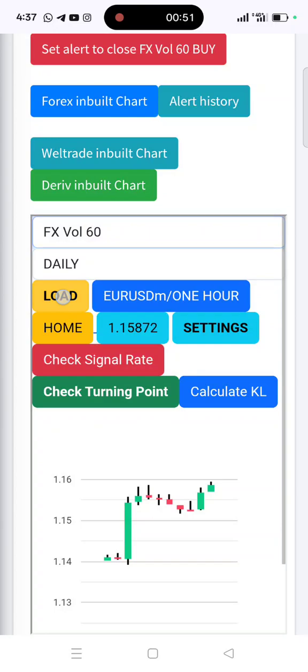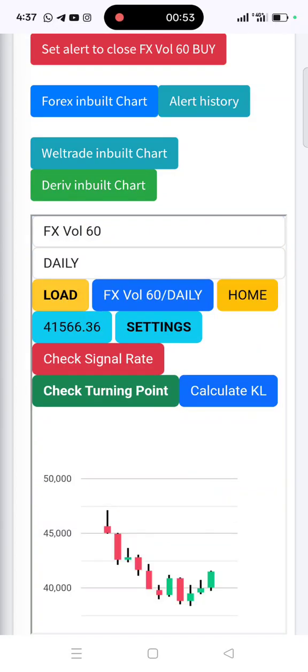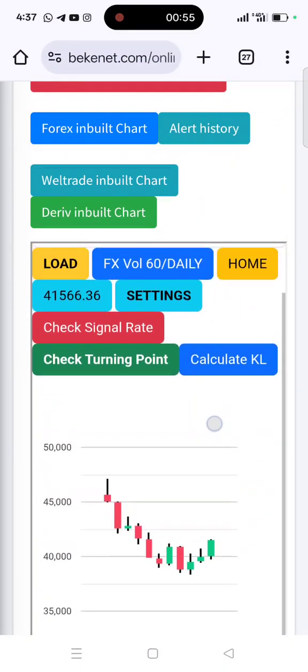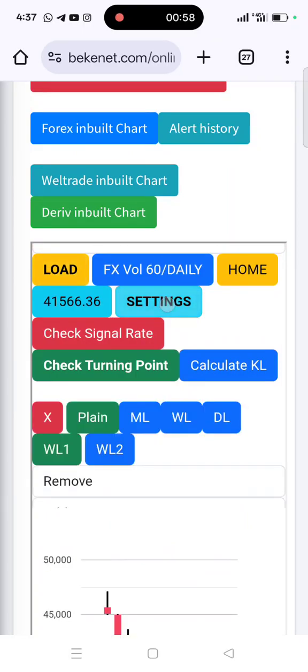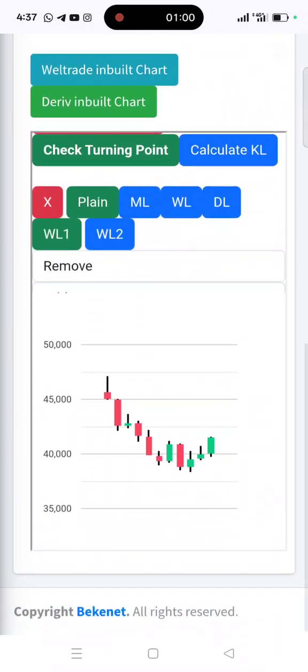Then the next thing is to load. You click load. Okay, now I have loaded. Then I click on settings. Okay, I've clicked on settings. Now when I click on settings, what next do I do? Now the concentration is on weekly levels, so we'll be looking at this.